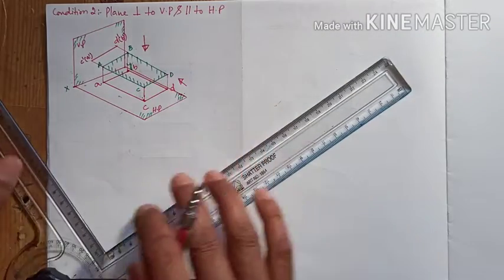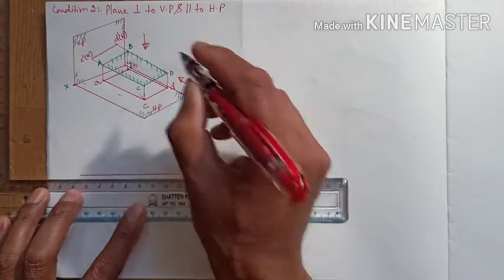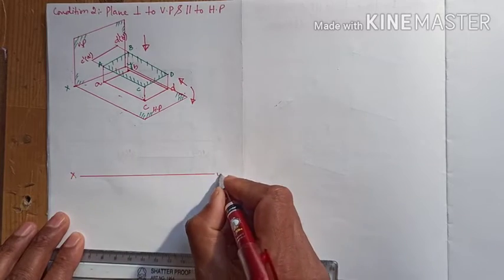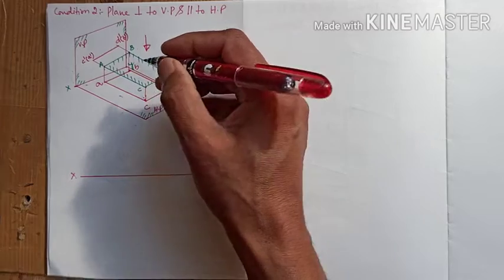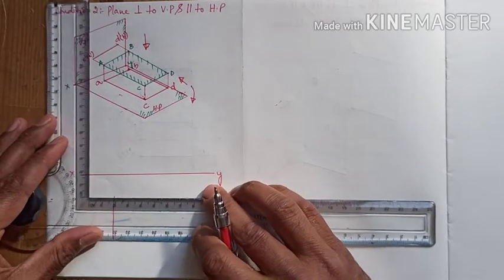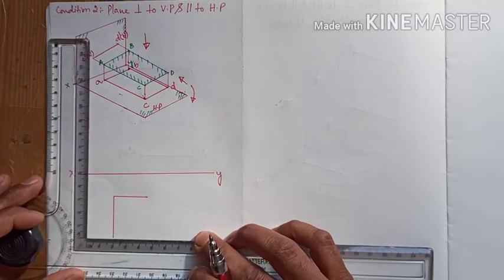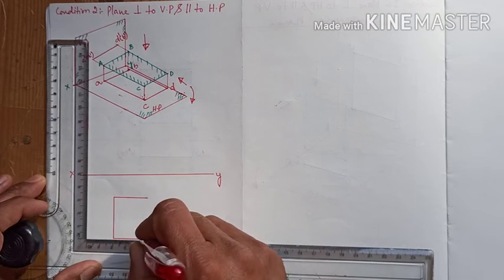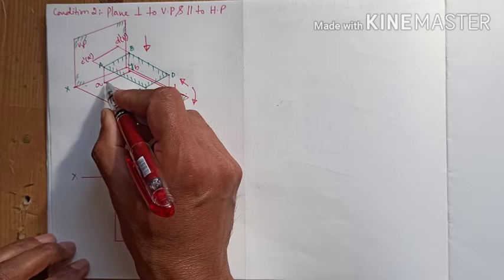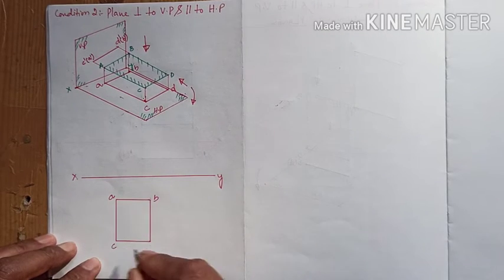So how can we draw this in the orthographic view? We have to start with the XY line. So let's draw the XY line, and we have to rotate this horizontal plane. So this is my XY line. We have to start with the top view. The top view was the rectangle which was true shape in the top view. So let's draw the rectangle. So this is my top view. Near to the XY line are A and B. Away from the XY line are C and D.